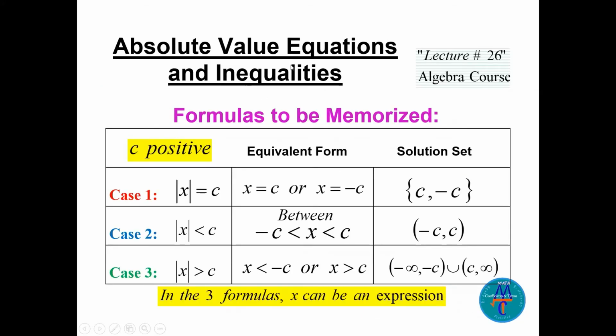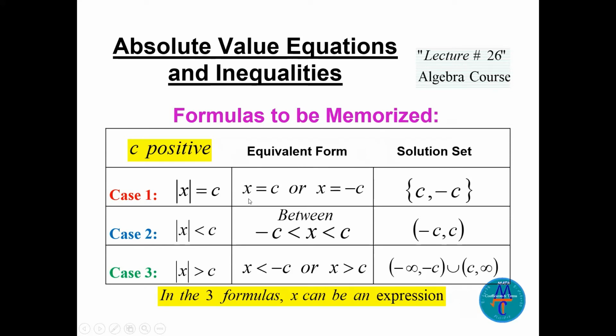Absolute value now in equations and inequalities. This is lecture number 26 in the algebra course. So case 1, case 2, case 3. Case 1, you see equals here, that means an equation. So the solutions are specific numbers. Absolute value of x is equal to c, x will be c or minus c. If you need to see more examples, you can check lecture number 26.